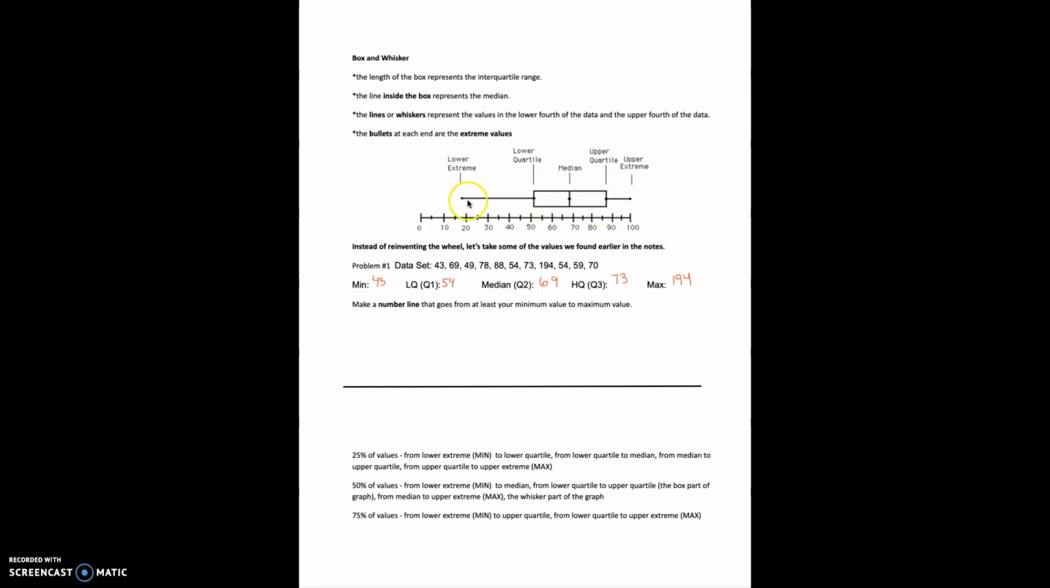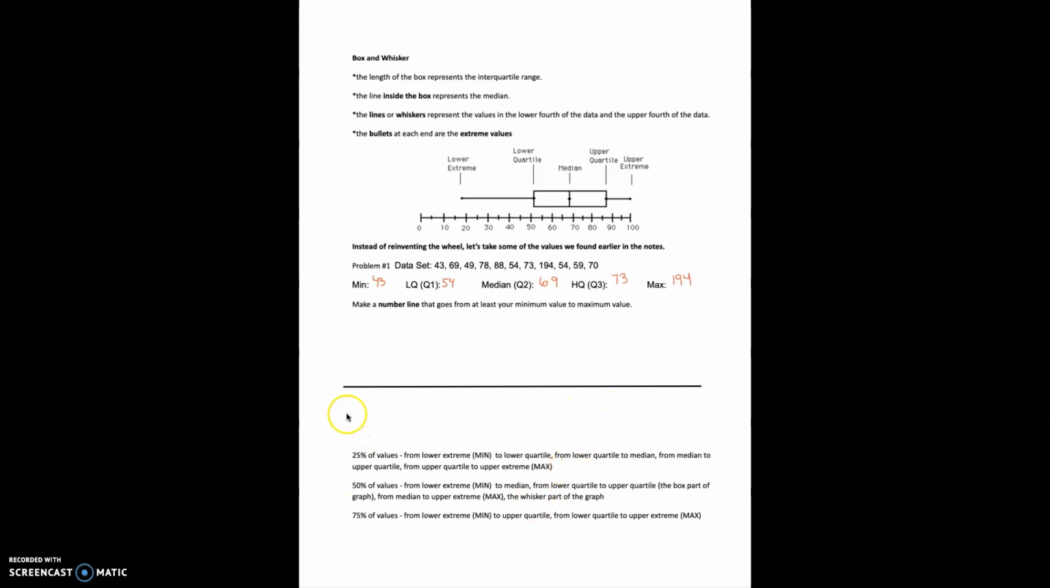These whiskers connect the lower quartile to the lower extreme, or the minimum value, and the upper quartile to the upper extreme, or max value. So instead of reinventing the wheel, I just wrote down our values from problem 1 we did earlier. So our lowest, our minimum, is 43. Quartile 1, lower quartile, is 54. Our median was 69. Our upper quartile was 73, and our max value is 194. So we're going to use those values, and we're going to make our box and whisker.